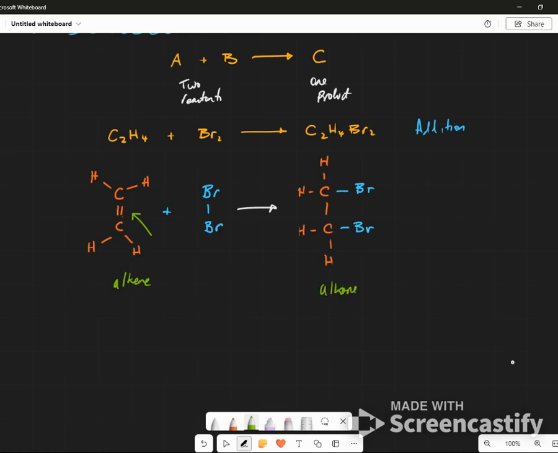So we name it after the alkane. So it's called ethane. This one was called ethene. This one's called ethane. All right.